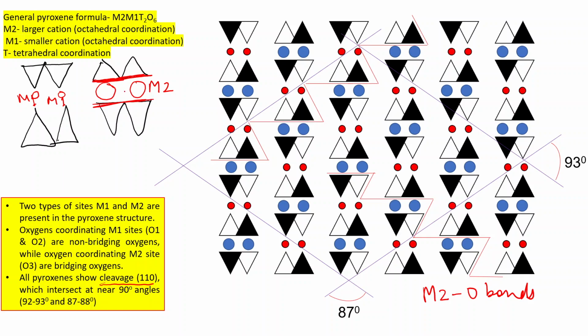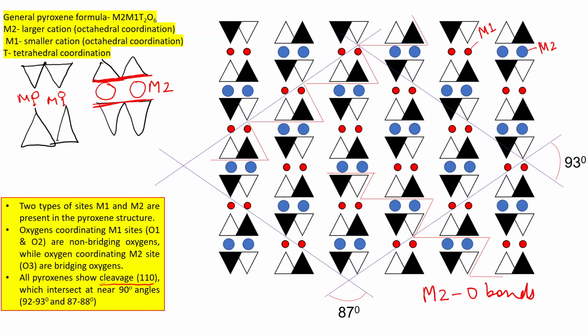So in this diagram, blue color, this is M2, and red color, this is M1. Okay, so here you can see that the M2 site is placed between the base of the tetrahedral chain, while the M1 sites are placed between the apex of the tetrahedra chain. So that makes the M2-oxygen bonds easiest to break. So they are easy to break.